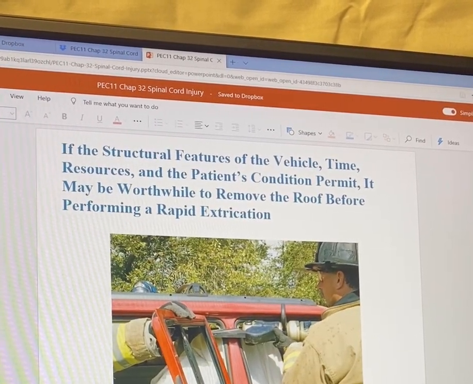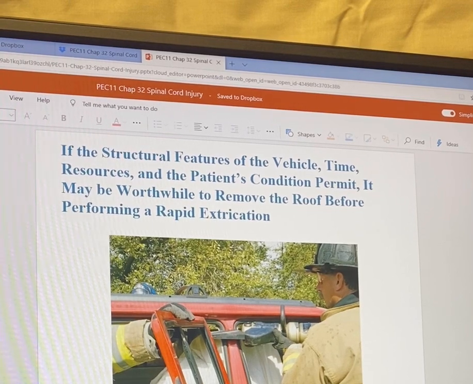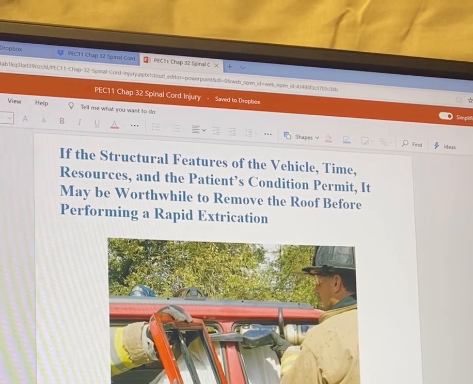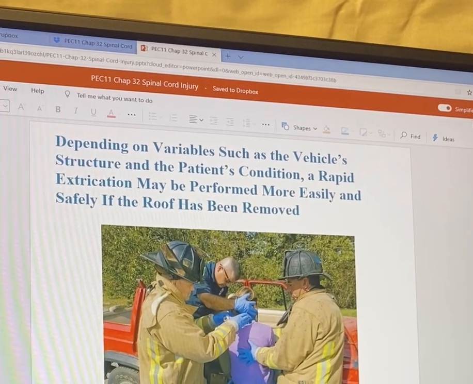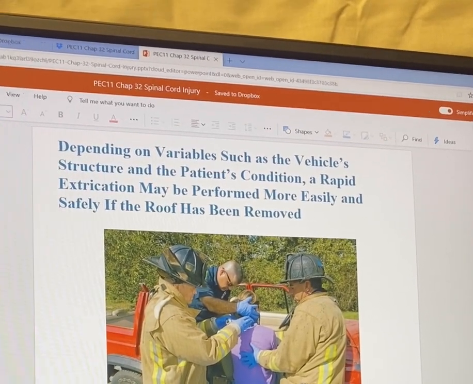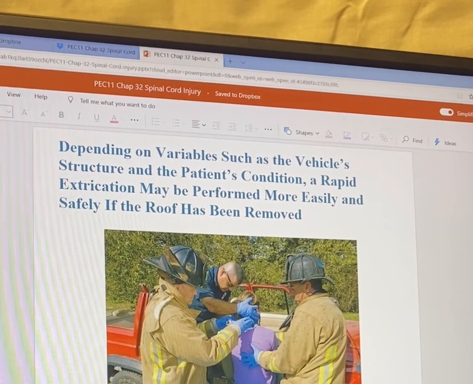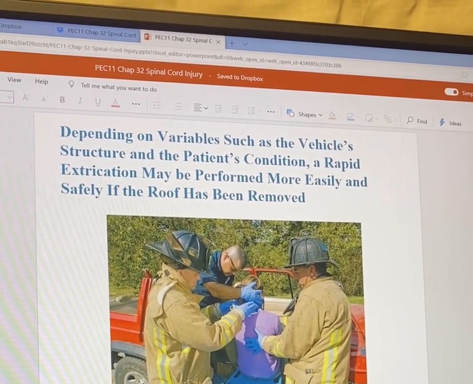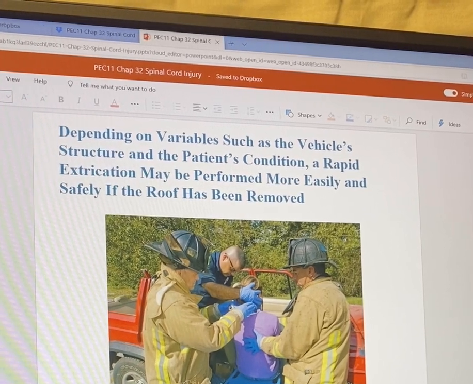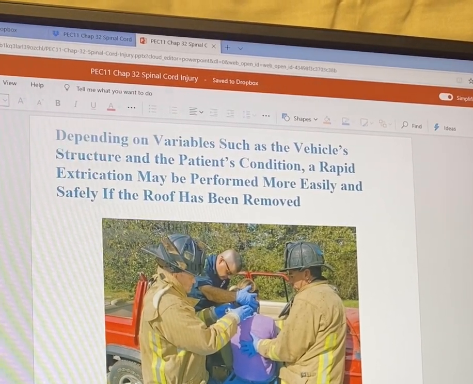That way the fire department and other people on scene can get access to a more critical patient. All right, if time and resources and patient condition permit, removing the roof can enable better access to the patient and easier removal using the rapid extrication technique.